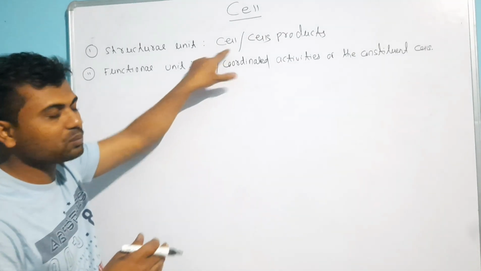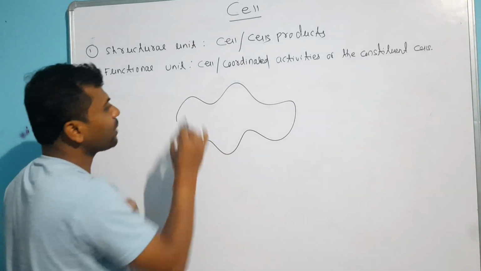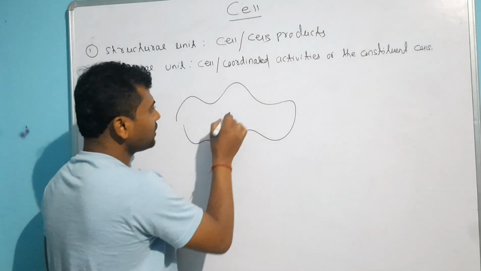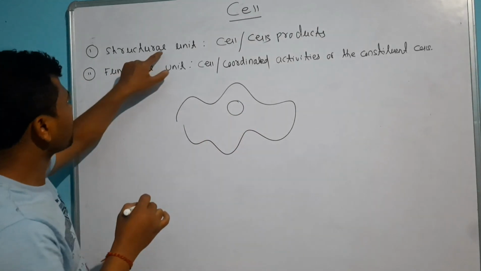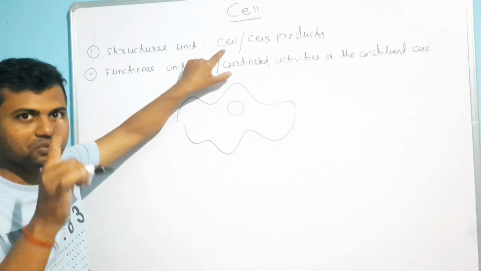Here the definition implies the body of all living organisms is composed of cell. Here the cell implies the unicellular organism. Let us take the example of amoeba, whose body is composed of a single cell. That's why the first part of the definition implies the body of all living organisms is composed of cell.